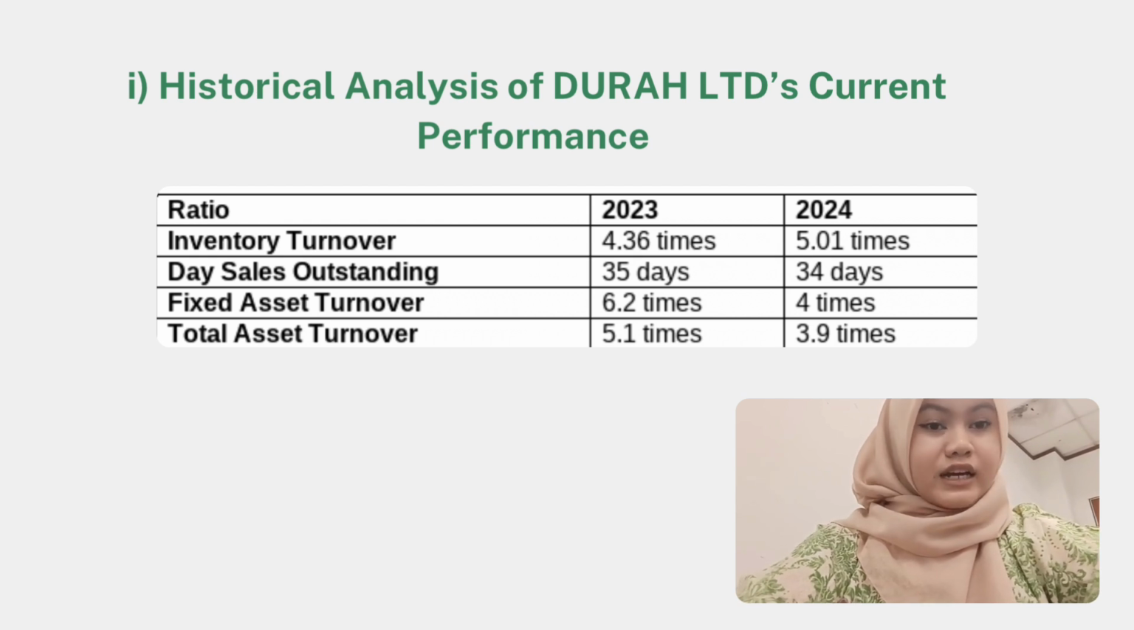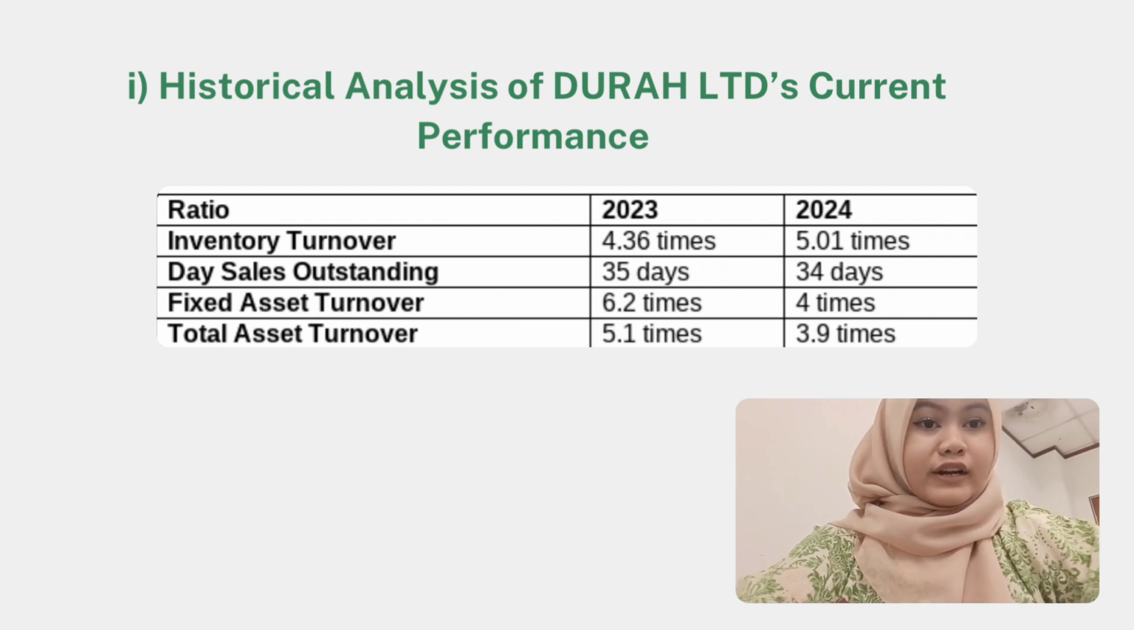I will be explaining question number 1, which is the historical data analysis of Dura Ltd's current performance. So the answer is, in 2024, Dura Ltd demonstrated a moderate improvement in inventory management as the inventory turnover increased from 4.36 times to 5.01 times. This indicates that the company was able to sell and replace its inventory more frequently during the year. This might be because the company planned their stock better or improved how they manage supplies.